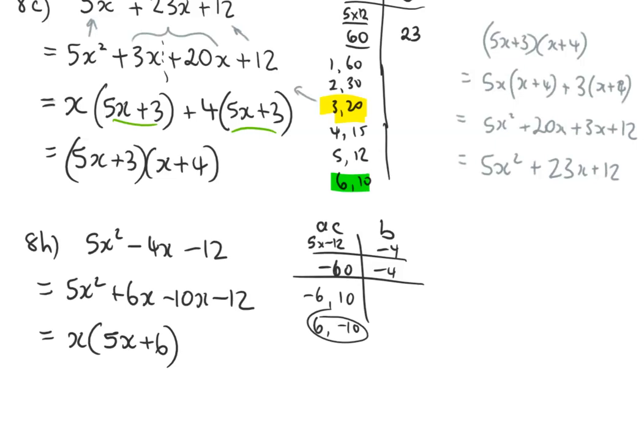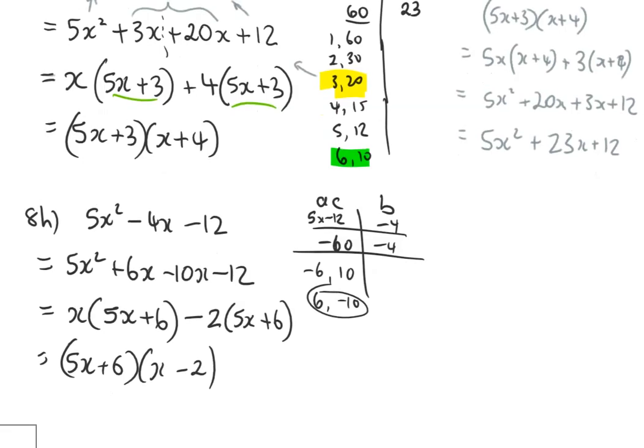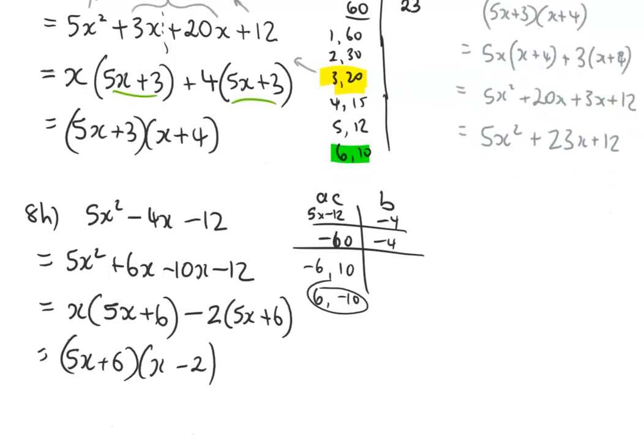X outside of 5x plus 6. And I've got minus 10x and minus 12. So I've got a negative 2 as our common factor, leaving positive 5x and positive 6. Once again, you'll notice I've got the same inside the brackets, which is my common factor of that line, and end up with that. Okay, so that's some examples of factorising. You can have a go at some more in question number 8.